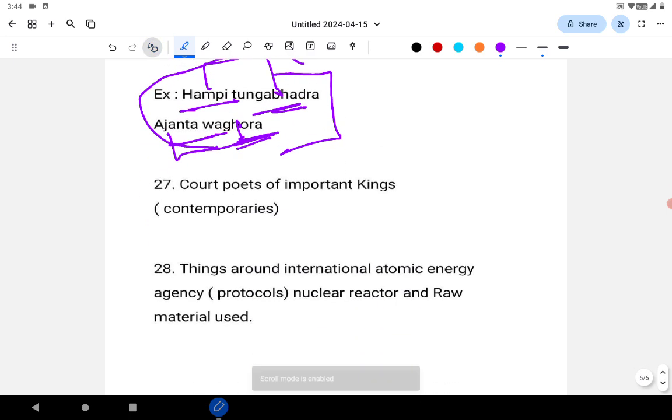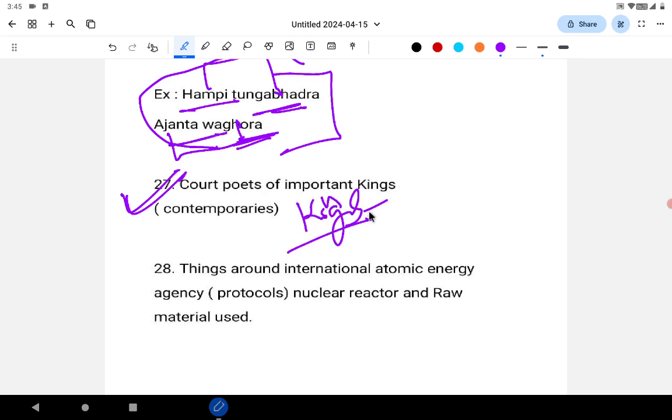Next is important court poets. The court poets of Harshavardhana, Ashoka, Krishnadevaraya, important kings and their court poets. It is also asked as kings and their contemporaries. Normally they have a question, right? They give a king, Akbar, and his contemporaries. Normally they will be his court poets. So study this also.